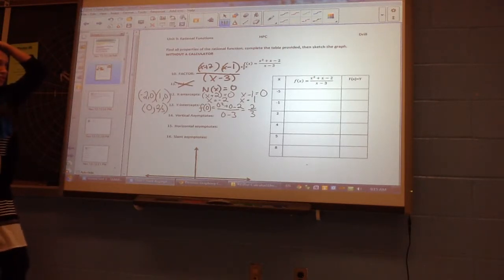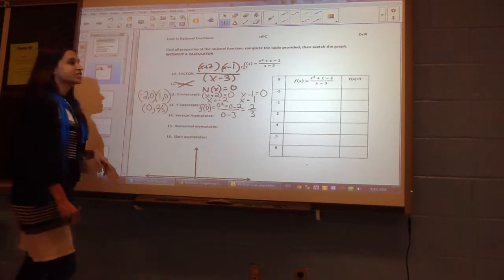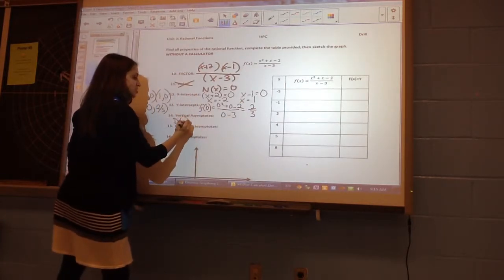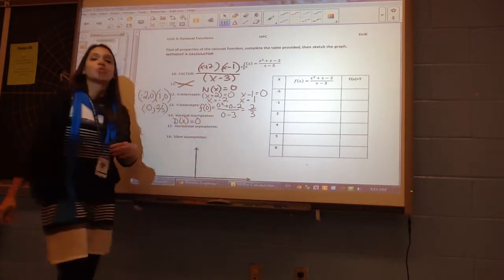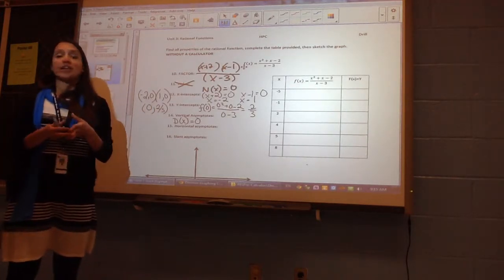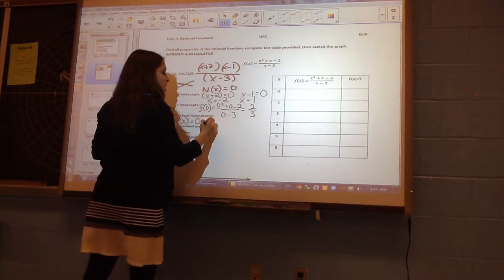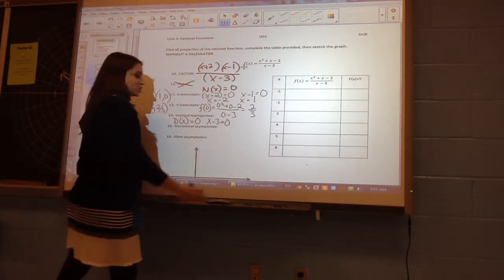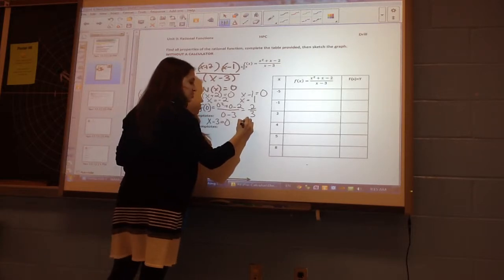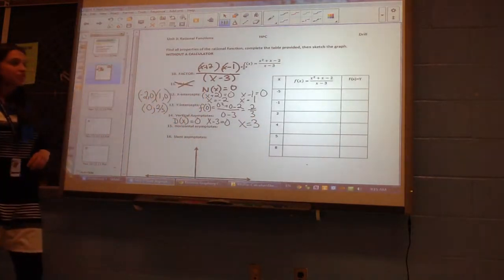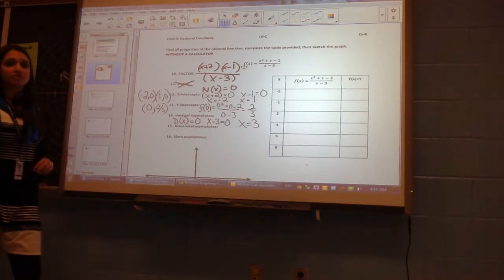Vertical asymptotes, we set our denominator equal to 0 and solve. So see where d of x equals 0. Remember, vertical asymptotes directly link to your domain. Our denominator cannot equal 0, otherwise it's undefined. So our vertical asymptote is at the line x equals 3. That's where we will have a vertical break in our graph.